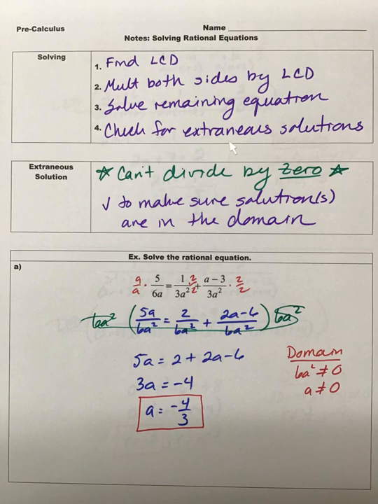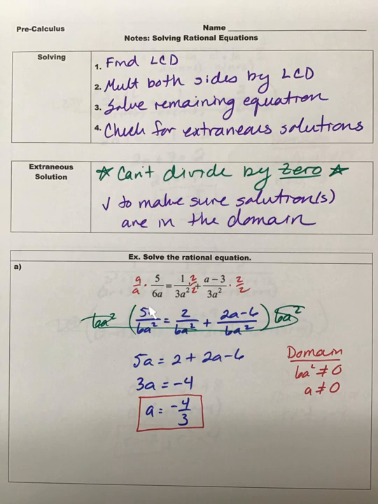You have to check for extraneous solutions. By that, I mean solutions to the linear equation or the quadratic equation that, if you plugged them back into the rational equation, you'd be dividing by 0, and that's a no-no. Remember, we can't divide by 0, so we always want to check to make sure all of our solutions are in our domain. All right, so here's our first example.